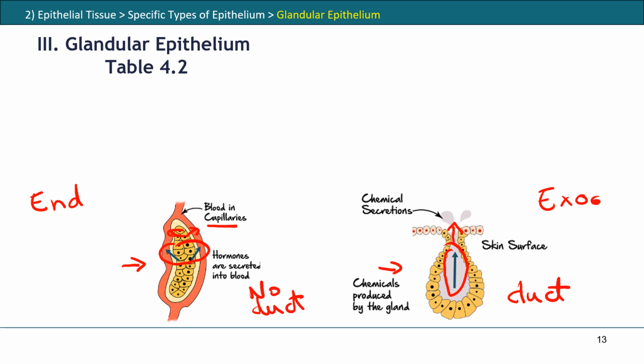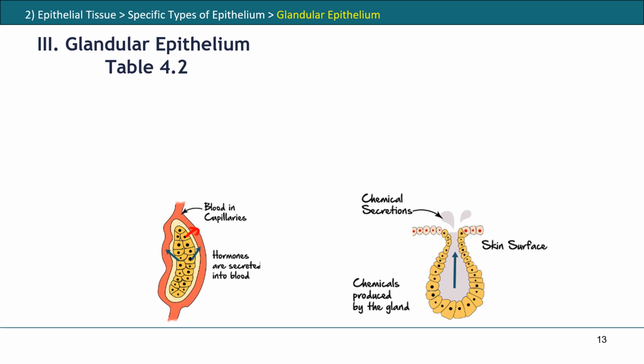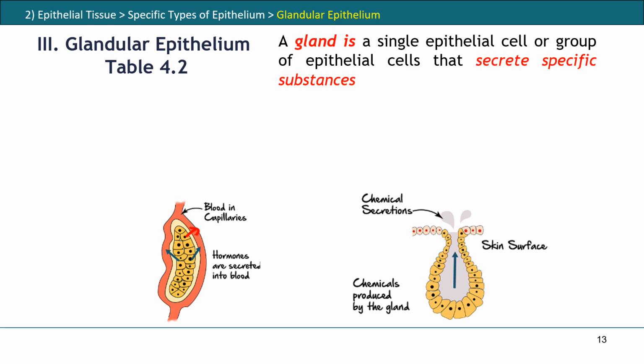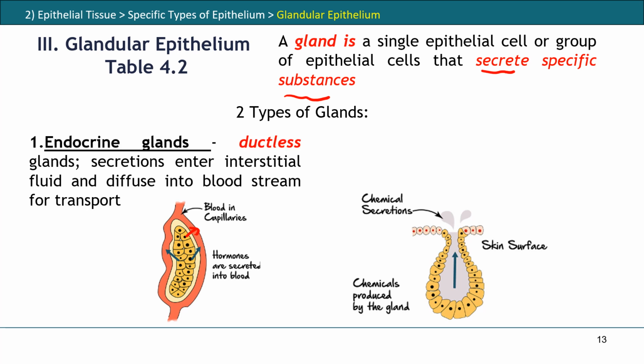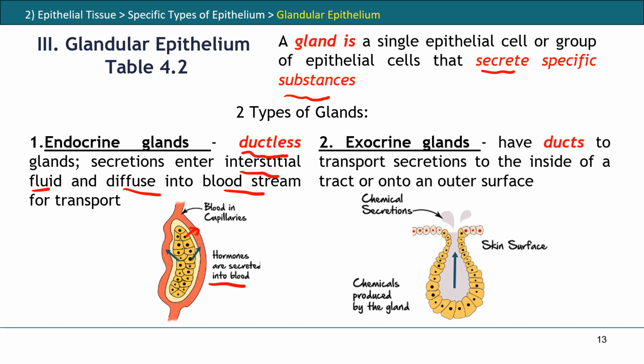Now let me clean everything, and later we recap what I just said to you. I told you in the beginning that the definition of an epithelial gland is a single epithelial cell or a group of cells that are specialized to secrete a substance. There are two types, and one of them is the endocrine, which, if you remember, doesn't have a duct, and it secretes things into the interstitial fluid, or they diffuse into the blood. For example, here they show you that they could be hormones that are secreted there. The other type is the exocrine glands, which do have ducts, and they transport their secretion inside of a tract to the outside surface. It could be the lumen of the stomach or the skin.